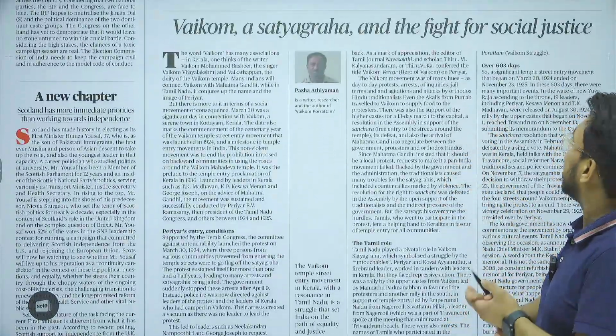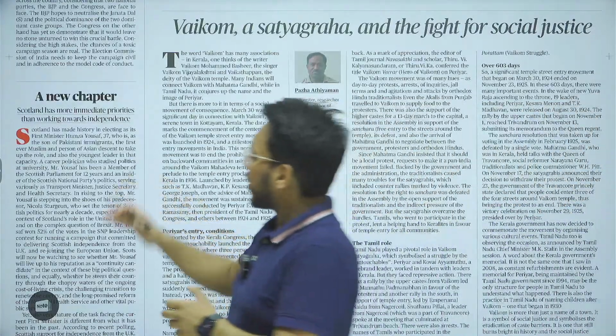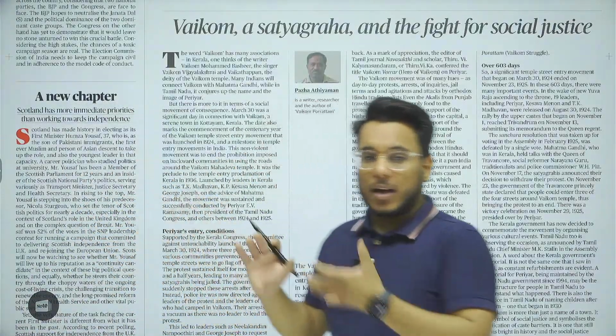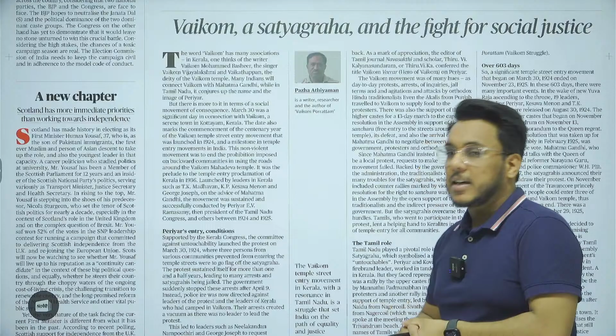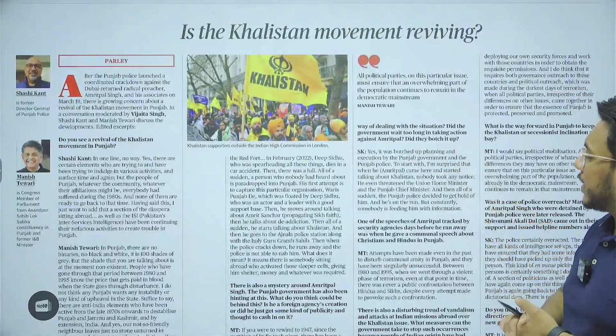"Vaikom Satyagraha and the fight for social justice." We'll see this particular article. Then the article is talking about basically what has happened recently. "Scotland has made history in electing Humza Yousaf as First Minister." Now the article is talking about the immigrants, how immigrants are now getting political representation in Scotland. Then further moving on, "Is the Khalistan movement reviving?"